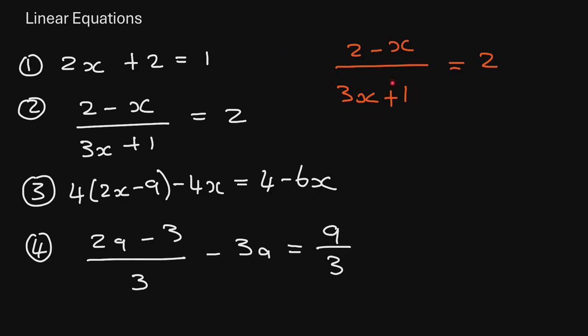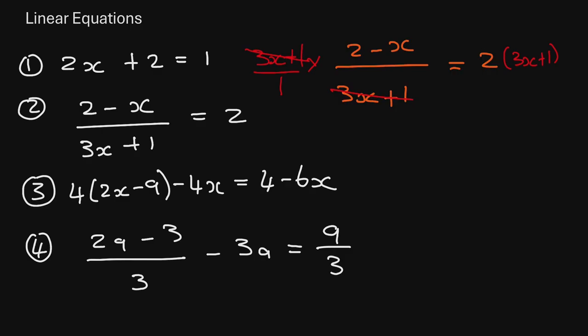So this means you can multiply on this side here by 3x + 1. Because if you multiply by 3x + 1, this 3x + 1 will cancel that out. But now remember, what you do on your left, you also do on your right. So that means you must also multiply here by 3x + 1.